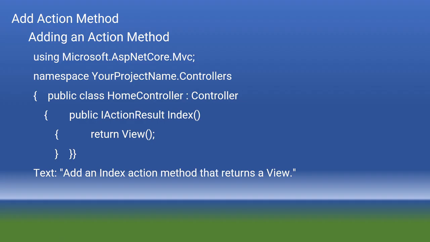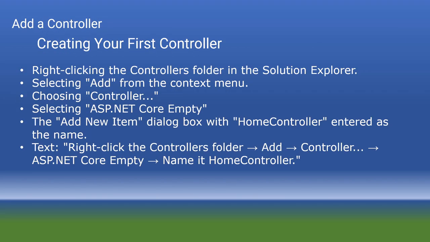Public IActionResult Index defines a public method named Index that returns an IActionResult. IActionResult is an interface that represents the result of an action method. Return View tells the controller to render a view. By default, it will look for a view with the same name as the action method, in this case Index, in the Views/Home folder.